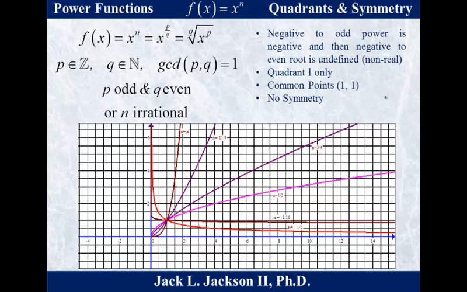Now it also turns out if the power is irrational, where we can't put it in a fraction form, then we're only going to define those for the first quadrant also. So x to the pi power is this maroon one you see here, that graph is increasing concave up.